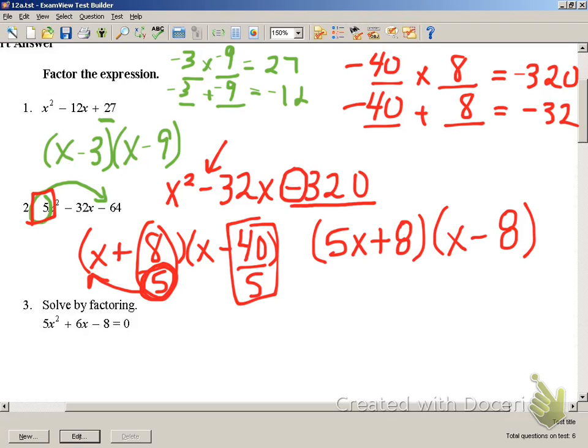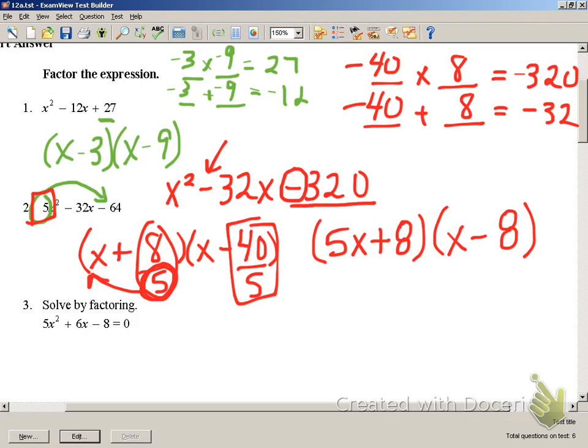And that gives us the two factors of 5x squared minus 32x minus 64. Number 3 says solve by factoring. Very similar to number 2, we're going to do all the steps from number 2, except now we're going to take it a little further. Since we have equal to 0, we have to use the zero product property to find the actual value of x. So go ahead and factor 5x squared plus 6x minus 8.